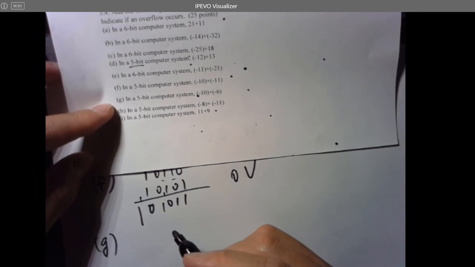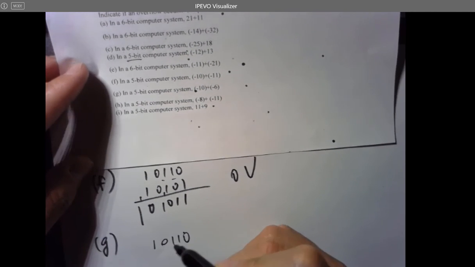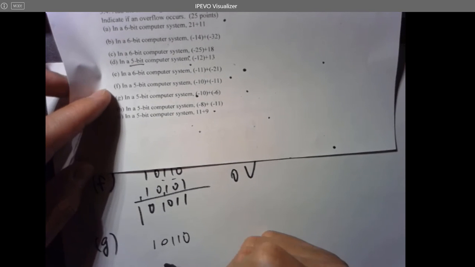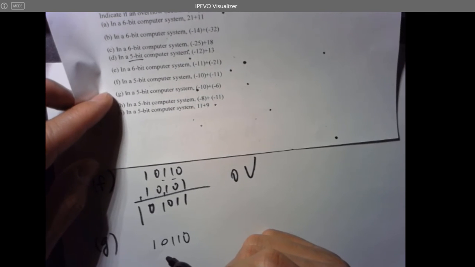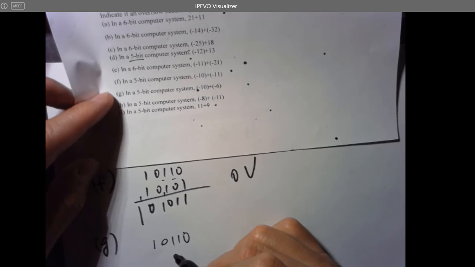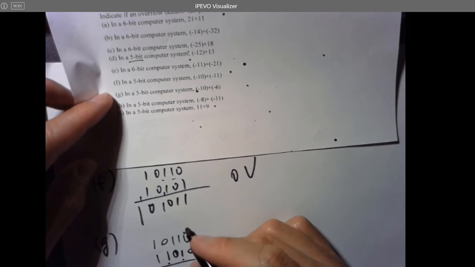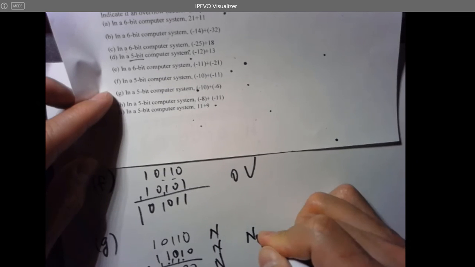G, 5-bit computer system. Minus 10 is minus 16 plus 6, right? We just did it. And minus 6 will be, it's a 5-bit number system, so I have the same number of bits. Minus 10 plus minus 6. Minus 6 will be minus 8 plus 2. Minus 8 plus 2, and put 1 in the front, so it's not changing the value. Right, 0, 0, 0, 0, and so no overflow.